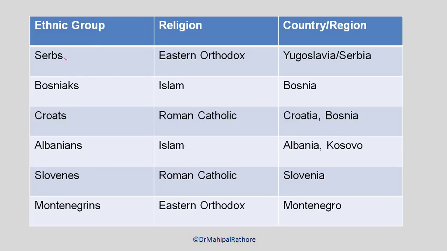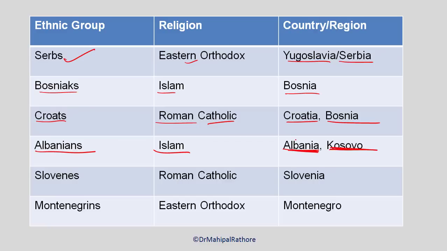So see, ethnic group, Serbs, the religion they follow is Eastern Orthodox. They are found in entire Yugoslavia, but mainly Serbia. Then Bosniaks, they follow Islam, country or region, Bosnia. Third group is Croats, Roman Catholic, Croatia and Bosnia. Albanians, Islam, Albania and Kosovo. Okay, so Albania is a different country. It was not part of Yugoslavia. Remember, it is not a part of Yugoslavia, but Albanians are living in Kosovo as well. And Kosovo is a part of Serbia. Remember, it is an autonomous province.